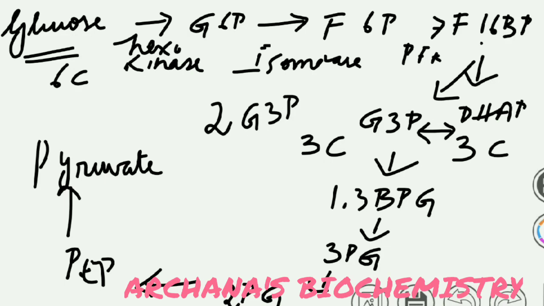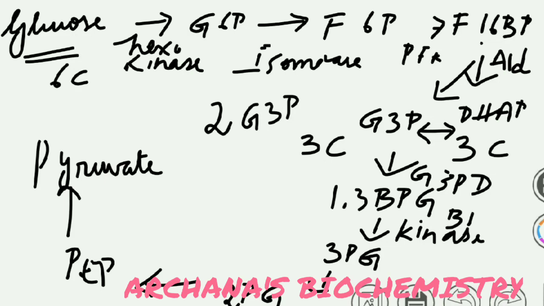Okay. So fructose 1,6-bisphosphate is converted to glyceraldehyde 3-phosphate and dihydroxyacetone phosphate by aldolase. Now 2 molecules of glyceraldehyde 3-phosphate are converted to 1,3-bisphosphoglycerate by the enzyme dehydrogenase, glyceraldehyde 3-phosphate dehydrogenase. Now this 1,3-bisphosphoglycerate is converted to 3-phosphoglycerate. Here there is removal of one phosphate group. Again the enzyme is kinase.